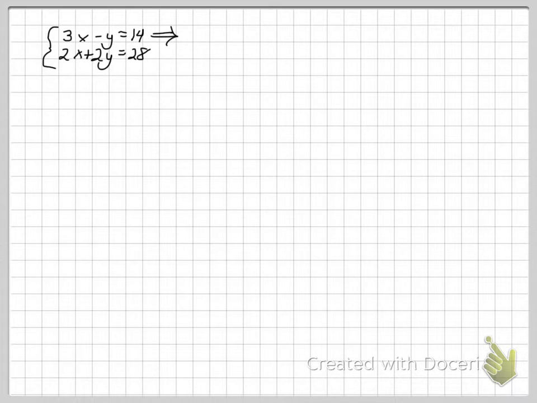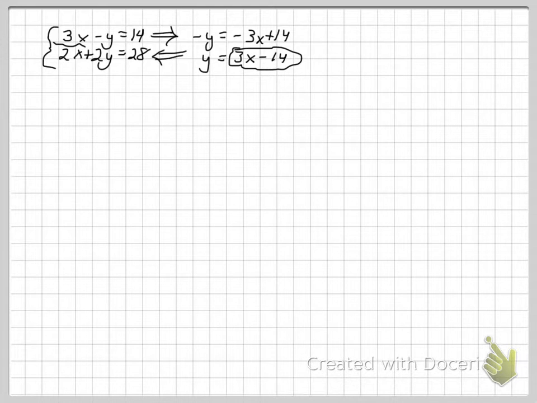So solving just for y, I'll solve for negative y equals the opposite of adding 3x, which is minus 3x, plus 14. And then I need a positive y. y equals, multiplying everything by negative 1, or just changing the sign, we get 3x minus 14. Here's my expression to be plugged into the y in the other equation.